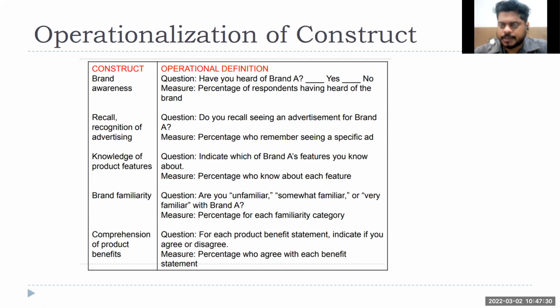So all these things are what we think of as single item scales. Recall and recognition of advertisement: do you recall seeing an advertisement for brand A? Obviously we have to mention a time period, not infinite time: last 1 week, last 2 weeks, or last 3 weeks. If somebody says yes, then out of 500 or 100 respondents, how many of them say yes? So the construct is recognition or recall of advertisement, and the variable is the percentage who have seen that advertisement, right?